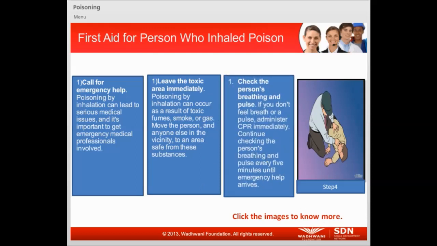Step 3. Check the person's breathing and pulse. If you don't feel the breath or a pulse, administer CPR immediately. Continue checking the person's breathing and pulse every 5 minutes until emergency help arrives.